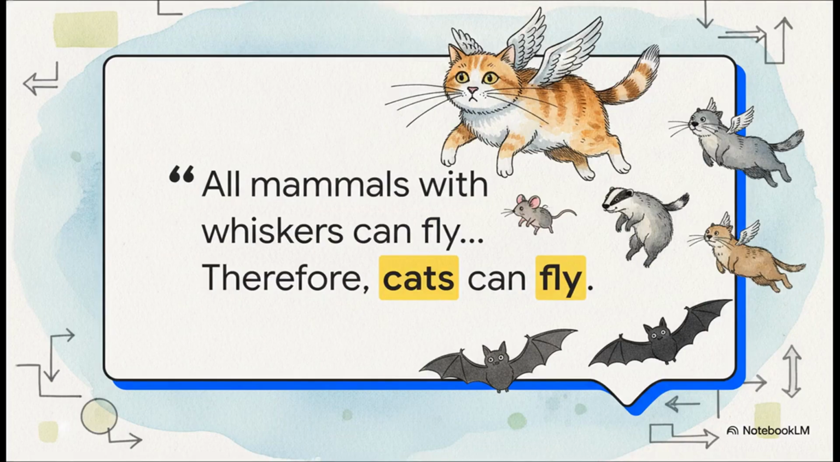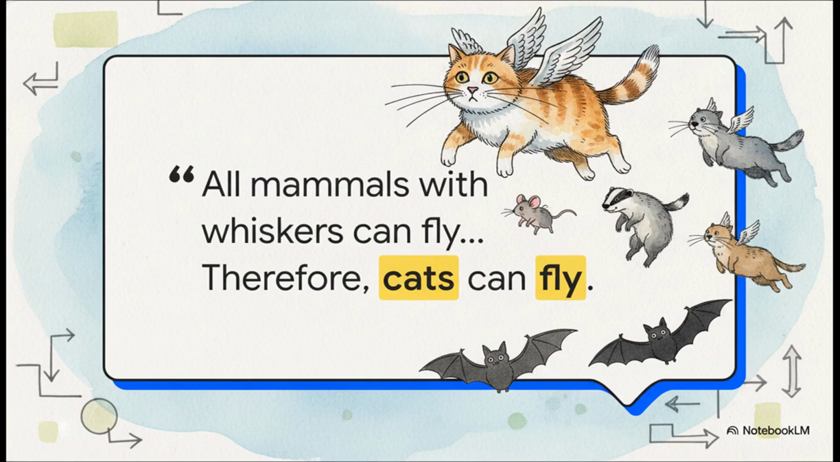Picture this. You're in a debate, and your opponent looks you dead in the eye and says exactly this. All mammals with whiskers can fly. Cats are mammals with whiskers. Therefore, cats can fly. Now, your gut reaction is probably just to laugh in their face, right? It creates this immediate cognitive dissonance because, obviously, cats cannot fly. The argument feels completely insane.